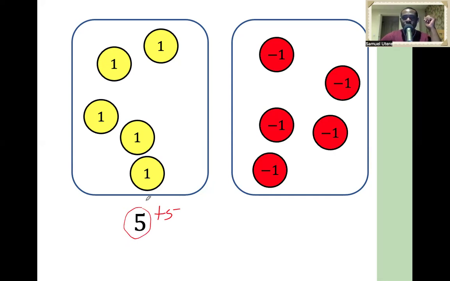But for this one, we have 5 negative counters. So we'll write that it represents negative 5.